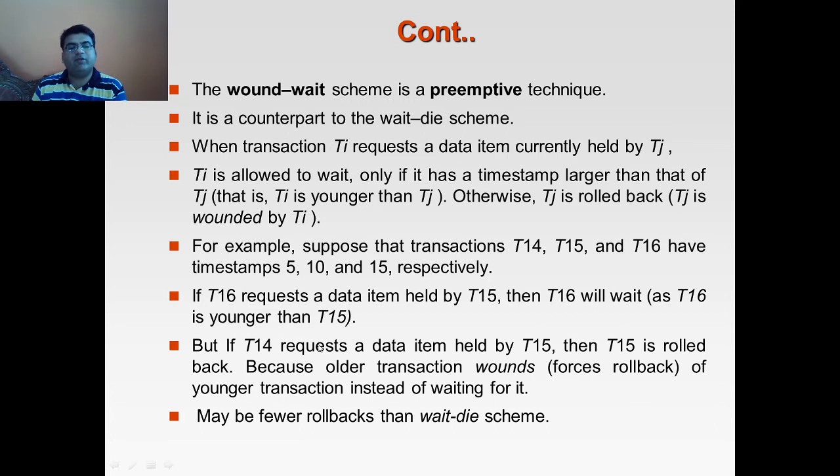But if T14 requests a data item that is currently held by T15, then since it's a preemptive technique, T15 is immediately rolled back. All the control would be pushed over to T14 because an older transaction wounds, forcing rollback of the younger transaction. So T14 would be immediately granted all the locks and T15 would be wounded, rolled back. This is the difference between the wait die and wound wait schemes.